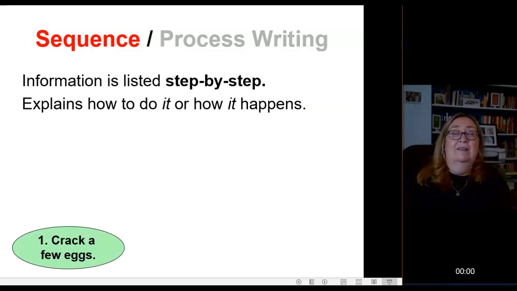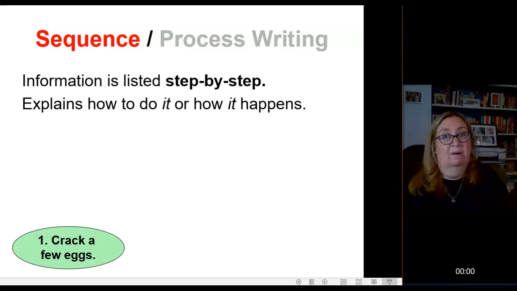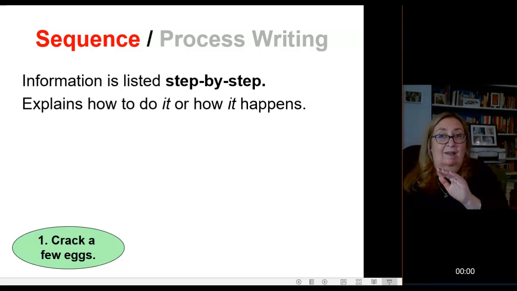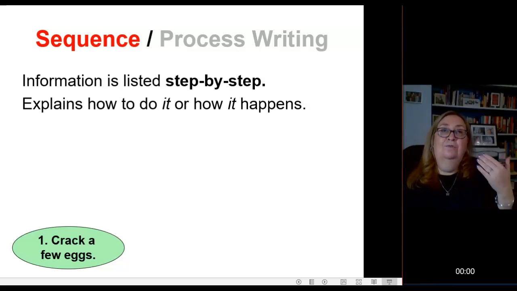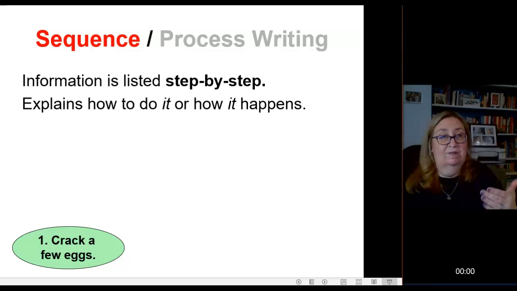This is a terrible example of sequence writing, but I want to use it because I want to show you something. Let me back up and say, in sequence writing, information is listed step by step, and if it's getting you to do something, giving you directions for something, often those steps are going to be numbered. And we all know the order numbers come in. Miss Mays will be very proud of you for that. You need to stick to that order, okay?